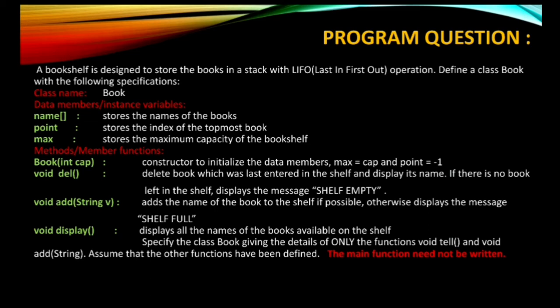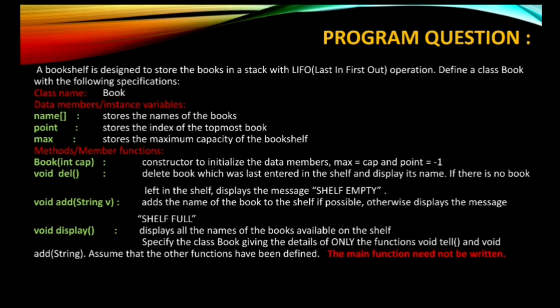And we have to initialize point with -1 because we are using an array. When we store, point equals 0 means we are pointing toward the first location. But in the starting we have to keep in mind that no element is present in the stack, so the stack is at location -1. Then the next function, void del. Del is going to delete the book which was entered last in the shelf, and we have to display the name of that book. If there is no book, then we have to display that the shelf is empty.